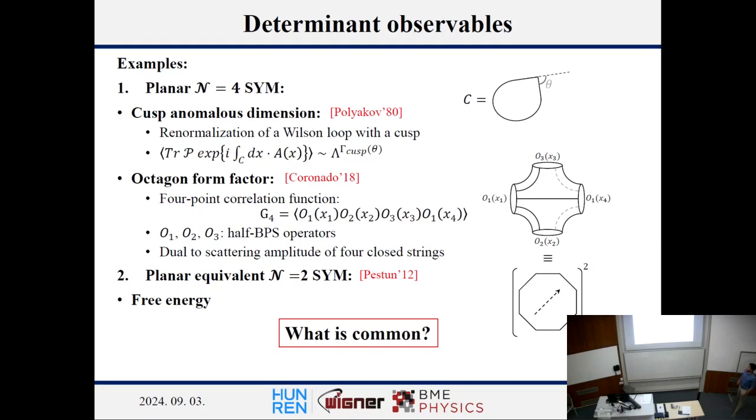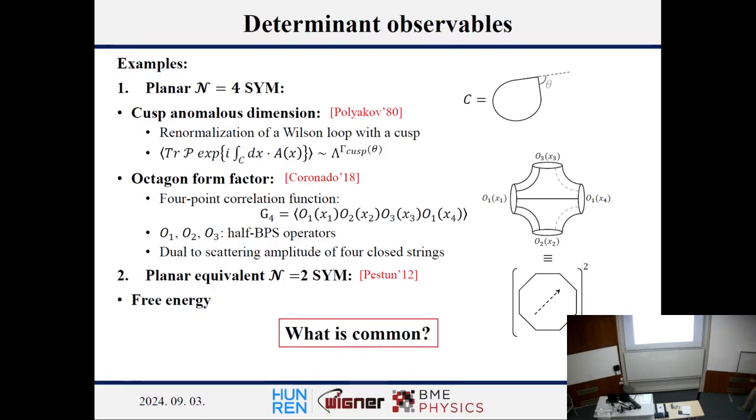Okay, so what are the determinant observables that you've heard in the title of my presentation? There are several examples. For example, in planar N=4 super Yang-Mills theory, there is the cusp anomalous dimension, which comes from the renormalization of the Wilson loop with a cusp, or there is the so-called octagon form factor, which is a 4-point correlation function of special half-BPS operators. In the dual picture, this is called octagon because it is related to 4 strings scattering, and if you cut this whole diagram in half, you will get 2 octagons, and you can calculate with that.